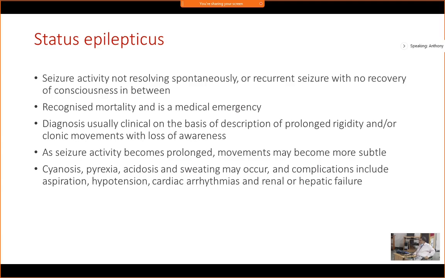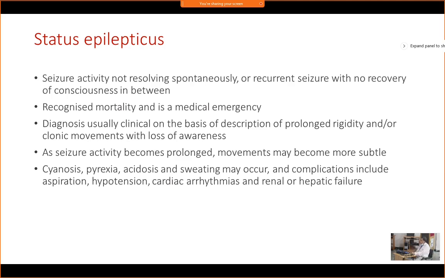Now, if the person has status, respiration is not there for a long time, leading to cyanosis, asphyxia and acidosis. There is increased metabolism and destruction of muscles, leading to high temperature or pyrexia and sweating. Complications like aspiration, hypotension, cardiac arrhythmias because of electrolyte imbalances, and hepatic and renal failure are also likely in these individuals. So you have to think about these issues while you are thinking about status epilepticus.